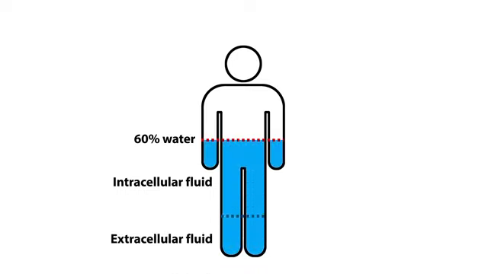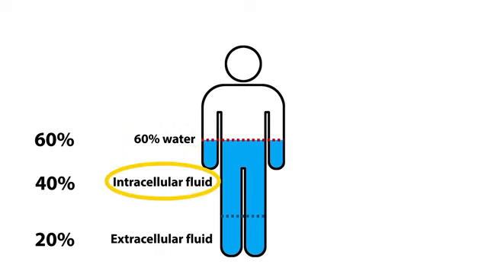Another way to approach the same thing is the 60-40-20 rule, which is for total body water, intracellular fluid, and extracellular fluid. Because if 60% of your body weight is water, and 2/3 of that is intracellular, 2/3 of 60% is 40%. So 40% of your body weight is intracellular fluid. And then 20% of your body weight is extracellular fluid. That's all saying the same thing in different ways.